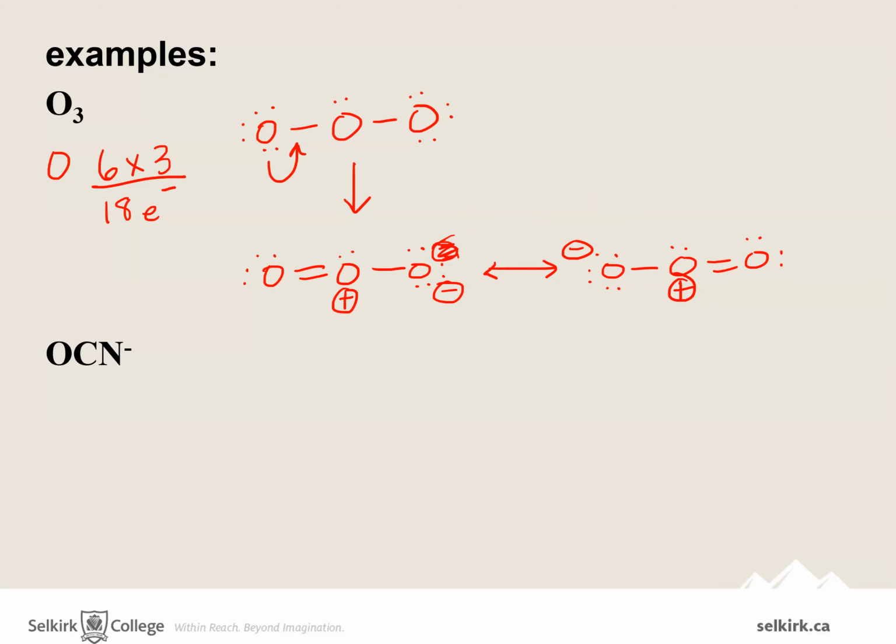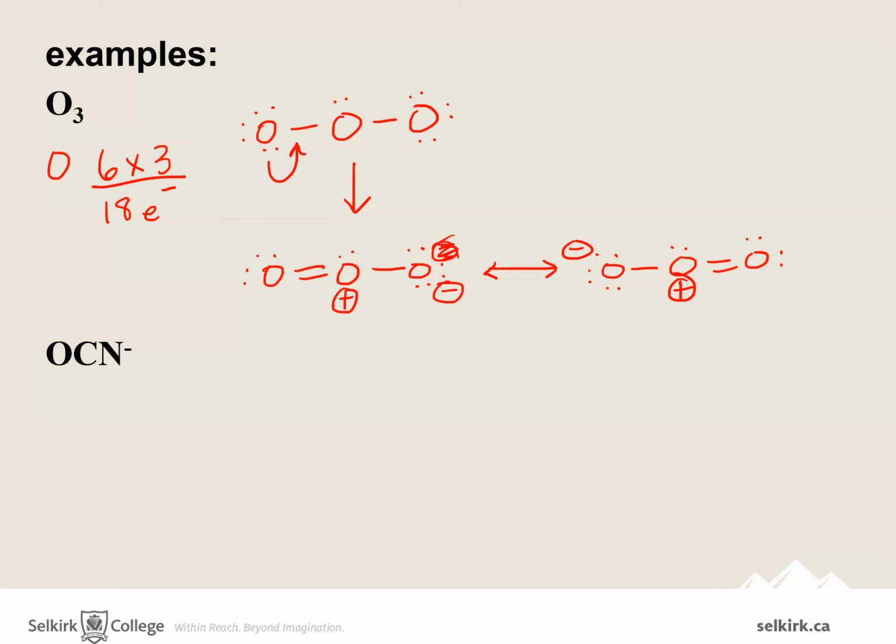Double check the structure, that the total number of electrons is correct. 2, 4, 6, 8, 10, 12, 14, 16, 18, good. And that each atom has a happy octet: 2, 4, 6, 8, 2, 4, 6, 8, 2, 4, 6, 8. And I'm reminded one more time that there are 2 different counts. When I count for the happy octet, I'm looking at the total number of electrons around the atom. When I'm counting for the formal charge, I'm counting how many of those electrons came from that atom.